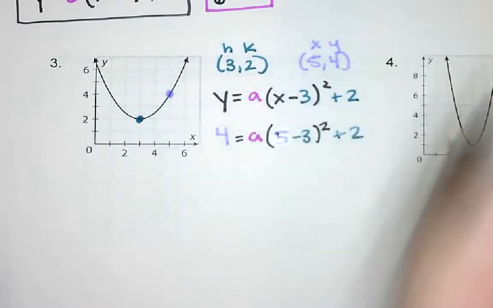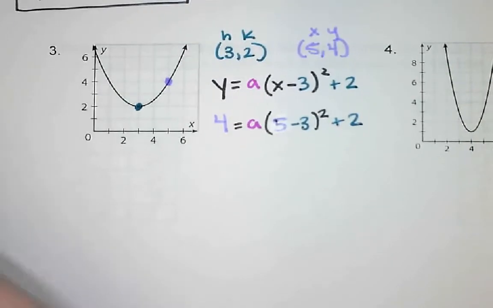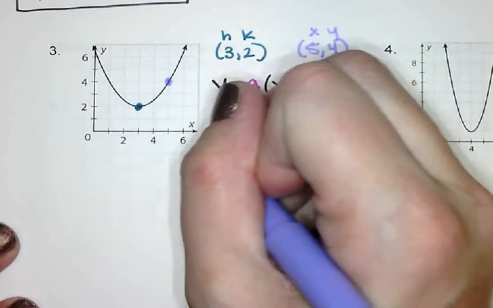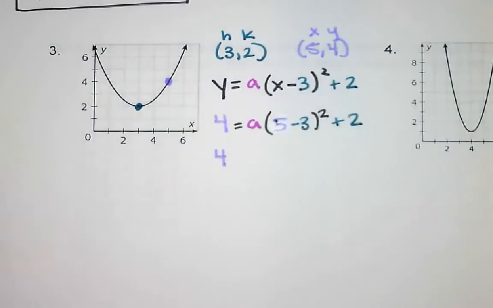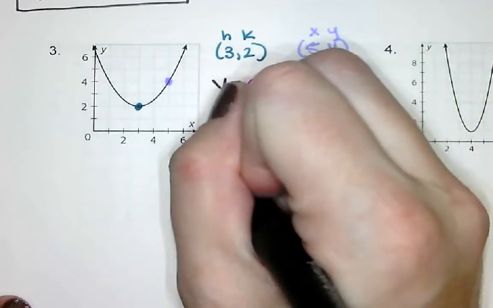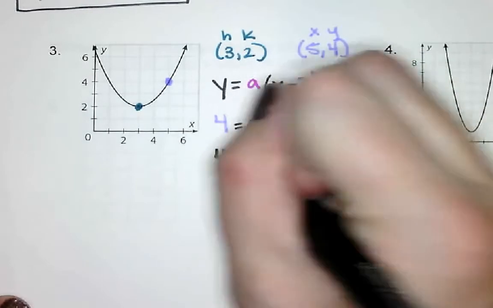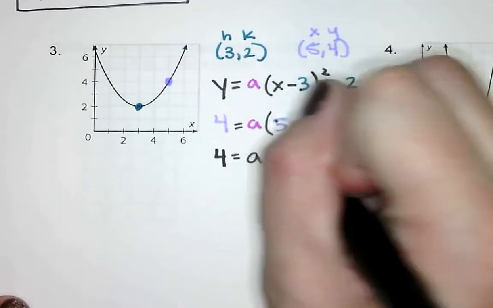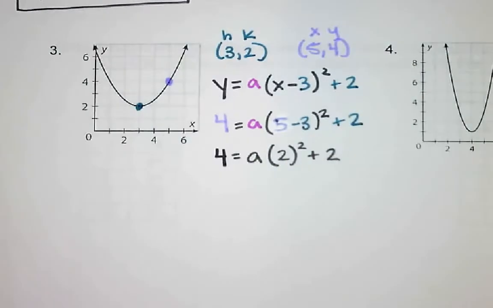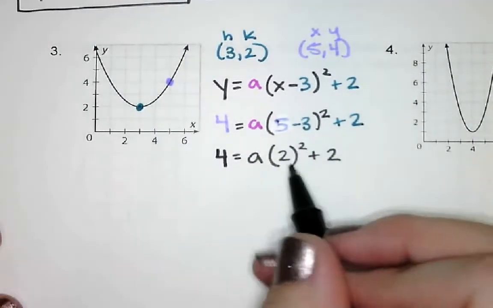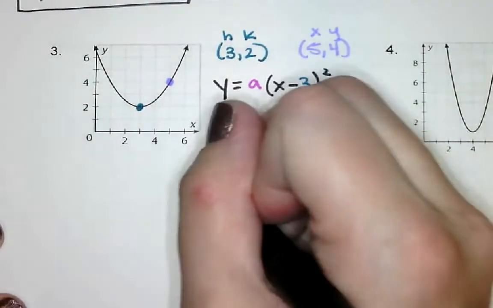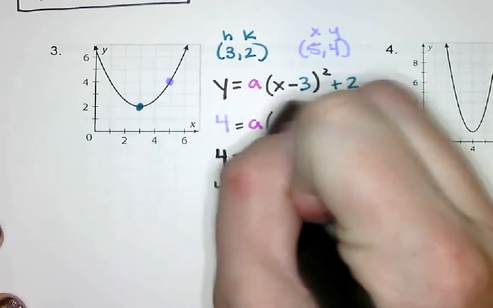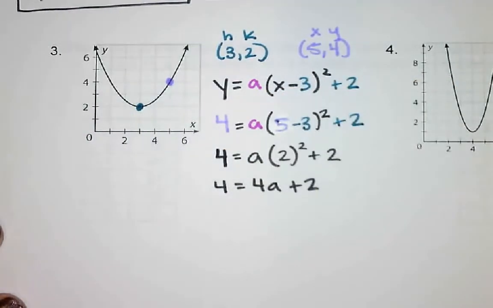Okay, so now in order to solve for a, we go ahead and we start reducing. I'm just going to switch to one color. So 4 is equal to a, and then 5 minus 3 is 2 squared plus 2. Y'all good with that? So, guys, 2 squared is going to be 4. So 4 is equal to 4a plus 2. All right? Then I'm going to subtract 2 here.